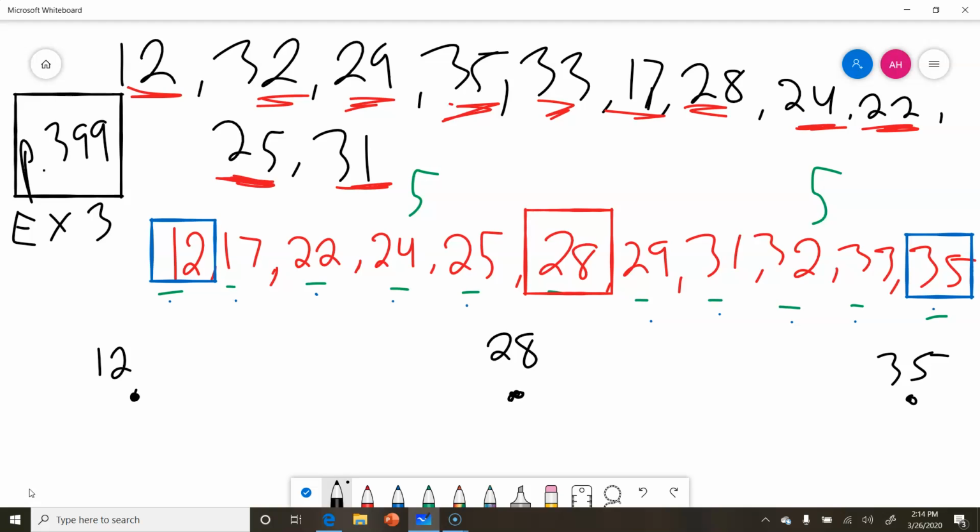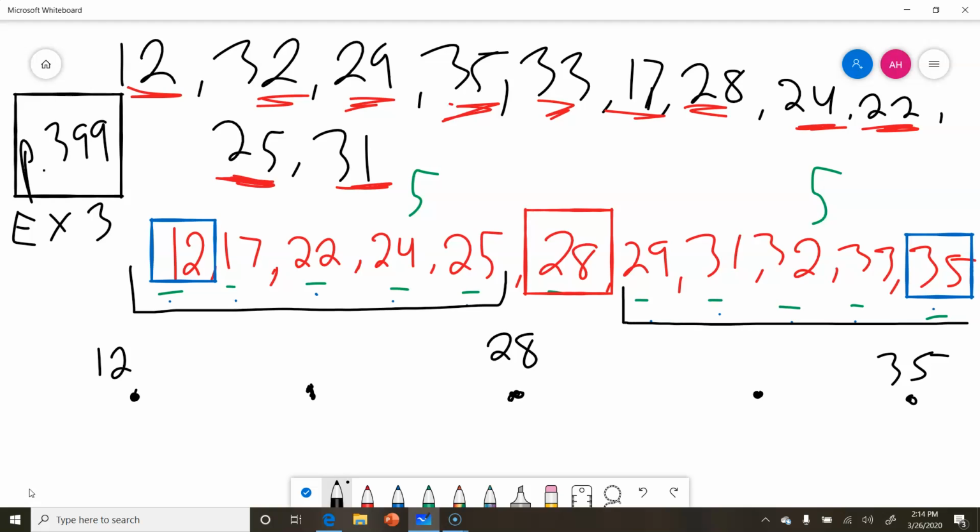Okay, now the hard part. We've got to try and find the dot that represents this, which is the lower quartile, and the dot that represents this, the upper quartile. So the way we find that is now we only look at the numbers from 0 to the median. And then for the upper, we look at above the median to the end. Now, there are 5 in each one of those halves.